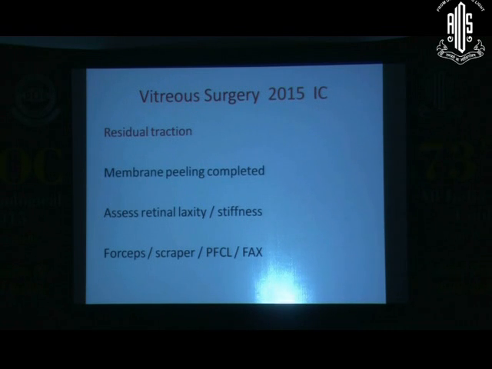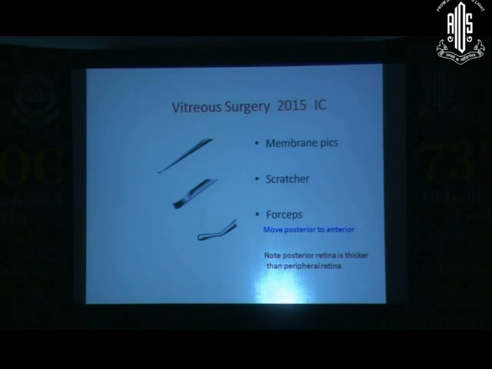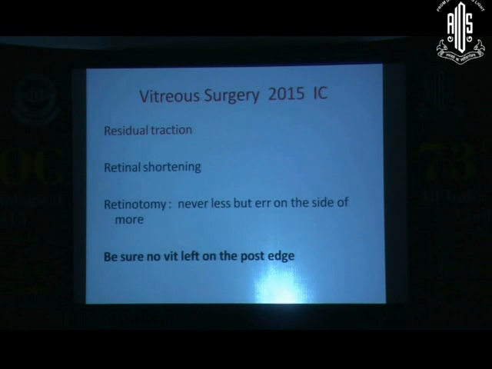We should remember that air can pass subretinally if we do a fluid air exchange with a high amount of traction around the break. Retinal sheen, pigment entrapped in membranes may also give a clue of residual membranes remaining on the surface of the retina. We can use these instruments to dissect these membranes.